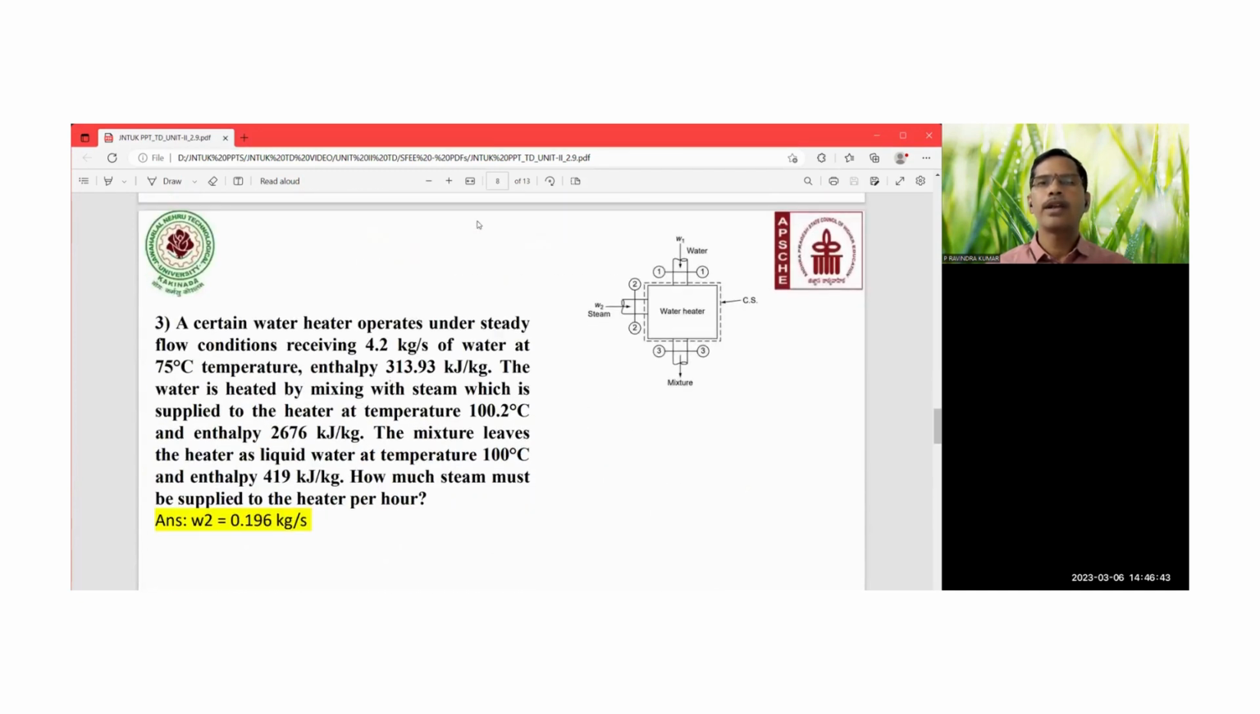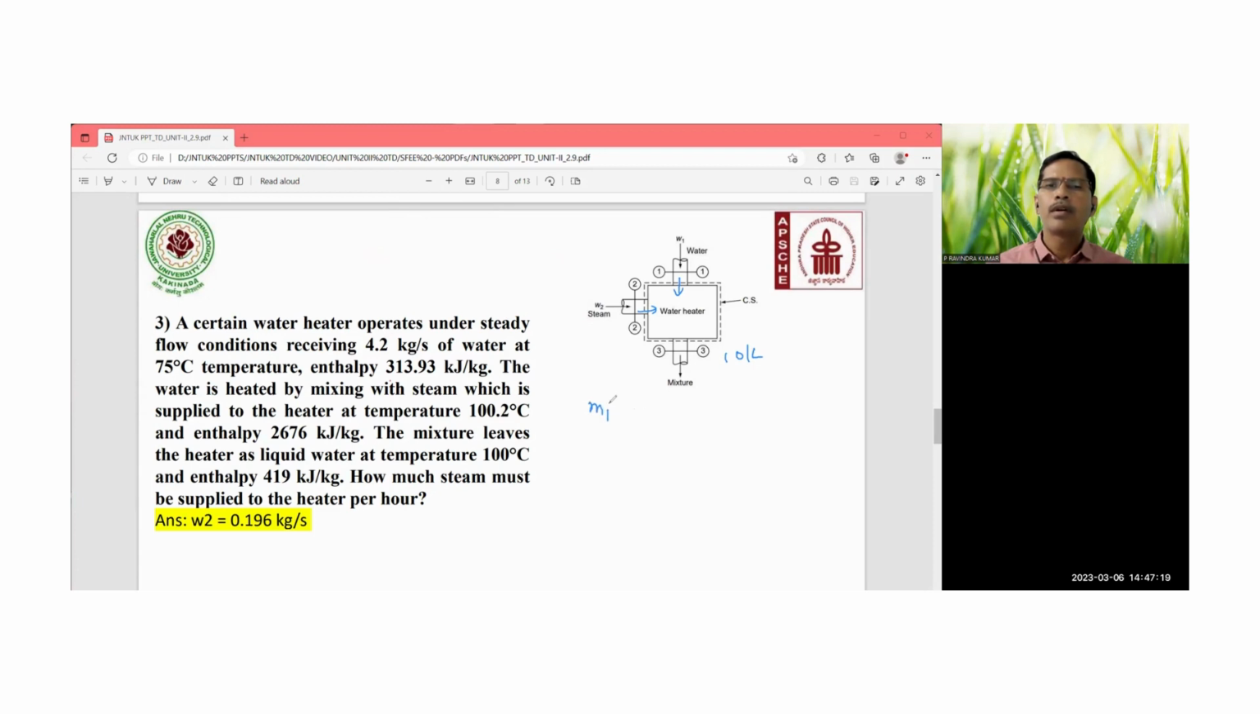Next, there is a heat exchanger problem. How are you going to apply the steady flow energy equation to the heat exchanger? How many inlets are there? The inlets are this one and this one. So there are two inlets and one outlet. We have already studied the steady flow energy equation.